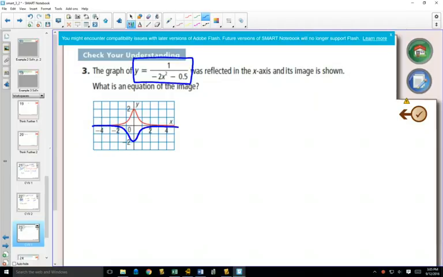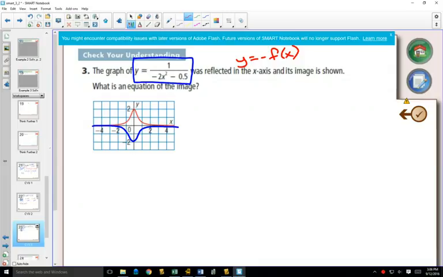it would have been there. So that's the equation of that original graph, and we need to find the equation of that red graph. Well, reflected in the x-axis means that your y values have changed. So that means we would have a negative out in front of our function. And this blue graph would have been our original function.